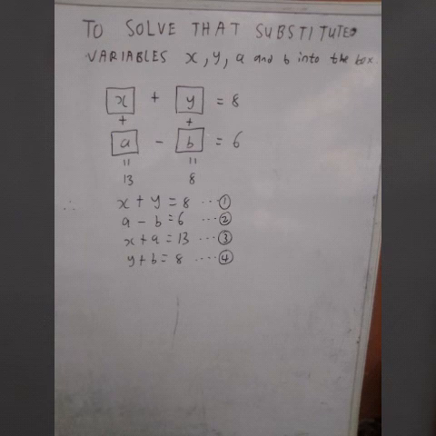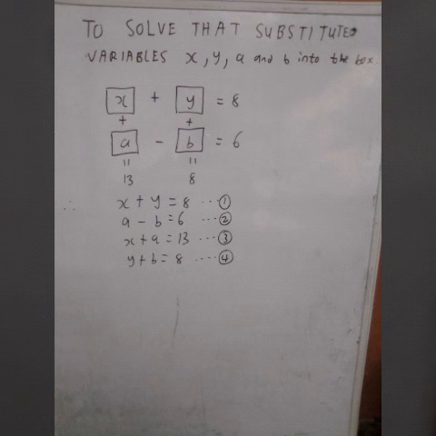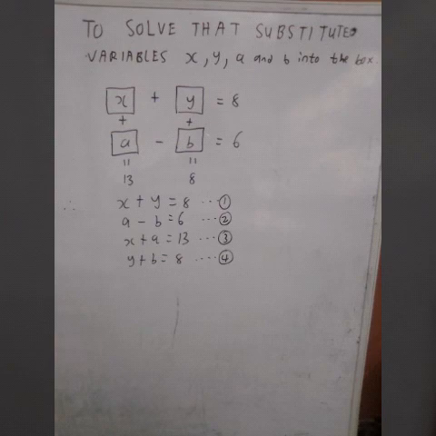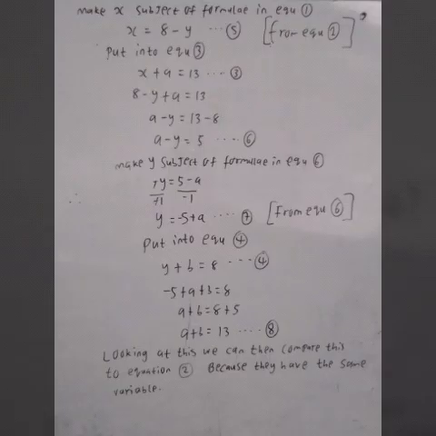We notice that when we slot in the variables, we have two good equations, horizontally and vertically. In your x and y graph, the x is the horizontal part and the y is the vertical part. On the horizontal part, we have x plus y equals 8, and a minus b equals 6. On the vertical part, we have x plus a equals 13 and y plus b equals 8. Notice that the equations don't have the same variables to be compared.